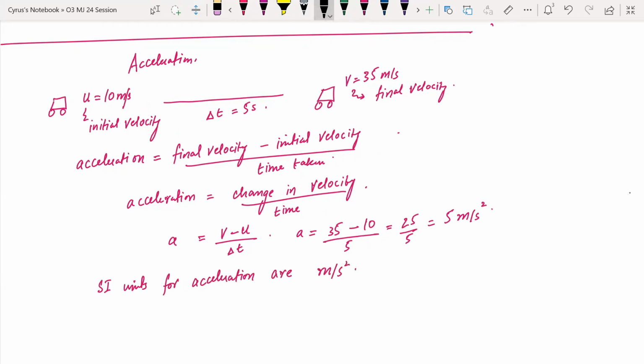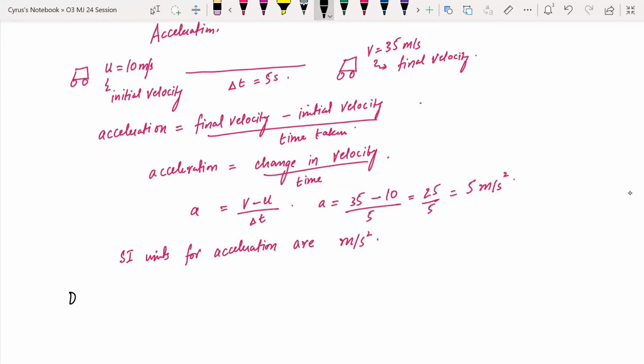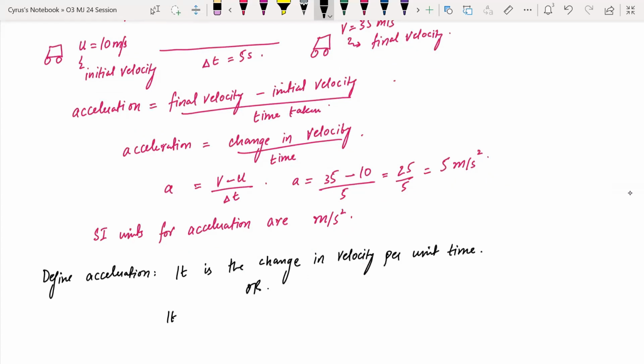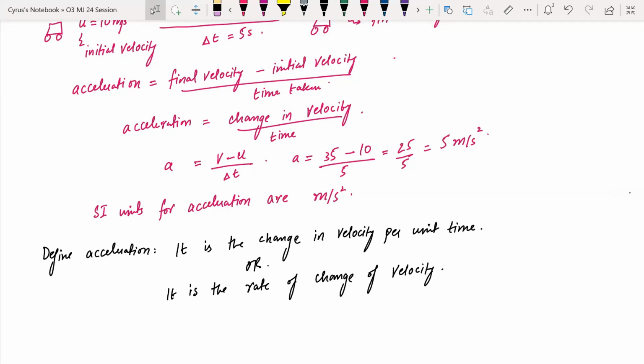So if they ask you the definition, define acceleration, you write that it is the change in velocity per unit time, or you can also write it is the rate of change of velocity. The SI units are meter per second square, right? As you can see here. Different किस्म की accelerations होती हैं, हम उनको देखेंगे. Zero acceleration भी होती है, decreasing acceleration, increasing deceleration. There are various types of acceleration, right?